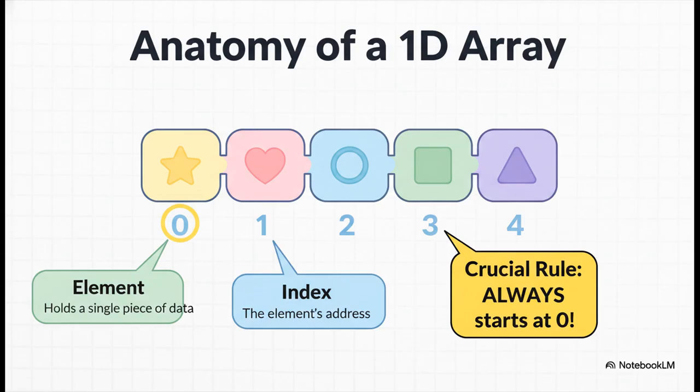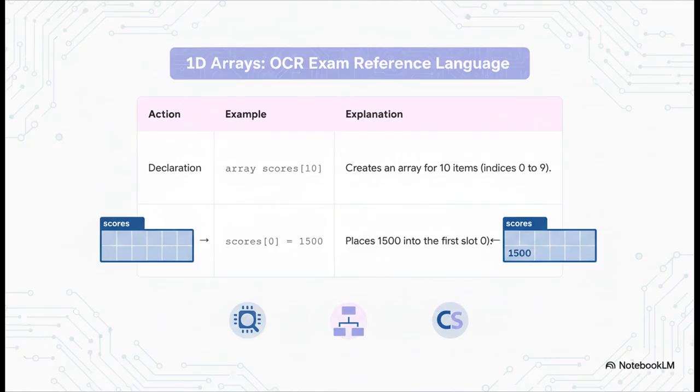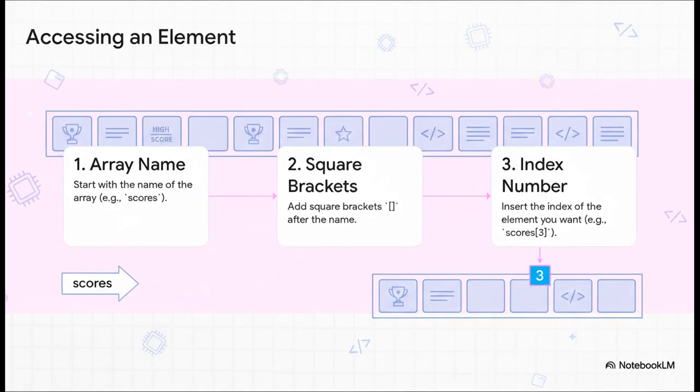Never ever forget that. Okay, lean in for this part, because this is the exact syntax from the OCR exam reference language. This is what you'll be writing in your exam. To create an array called scores that can hold 10 items, you just write array scores(10). That makes 10 empty slots with the indices 0 all the way up to 9. Then, to put a value in, you just use its index. So, scores[0] = 1500 puts that value right in the very first slot. See? It's pretty straightforward.